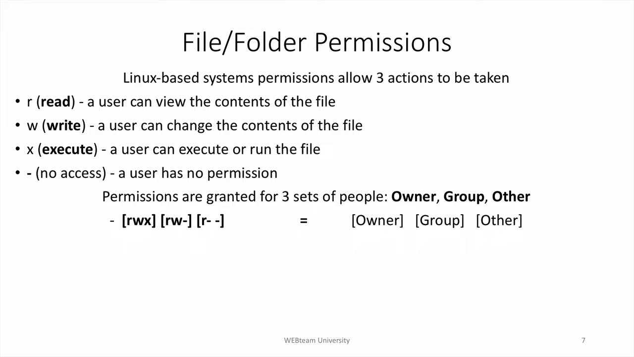As we saw in the last slide, it's just bunched together. But to make it a little bit easier to see visually, this is how you would picture it. 1 set of 3 permissions, RWX, would go to 1 group or 1 set of people. The second set goes to the second group, and the third set goes to the third group. In this case, full permission for the owner, read and write permission for the group, and read-only permission for everyone else.